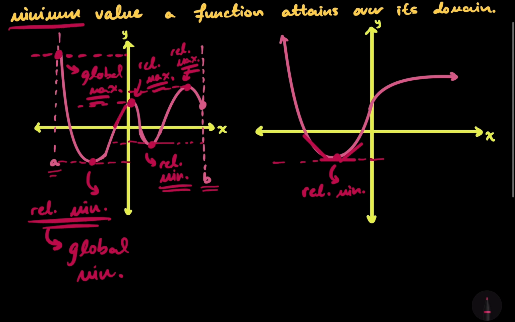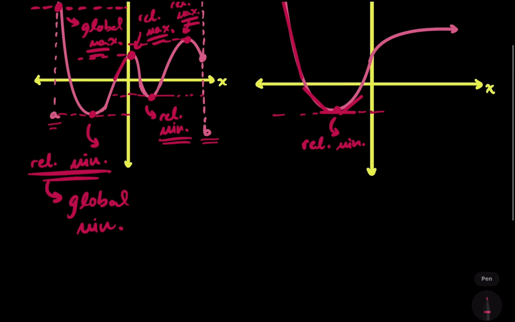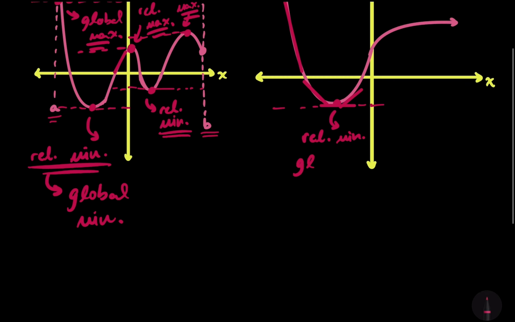Over here, if we consider this interval right over here, it seems as though our function just continues to increase significantly. And if we look over here, we have a bit of asymptotic behavior. And so here we can say that our relative minimum is also our global minimum.